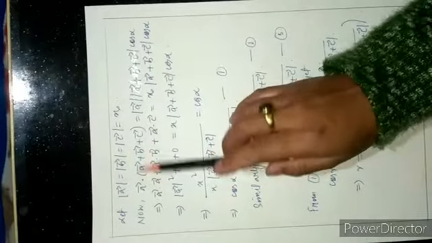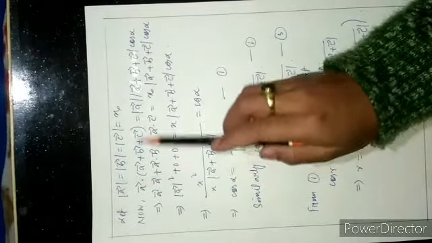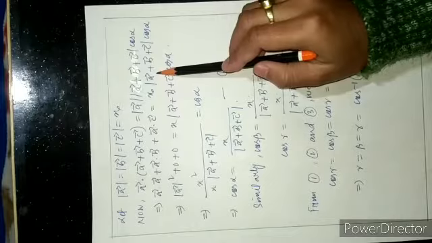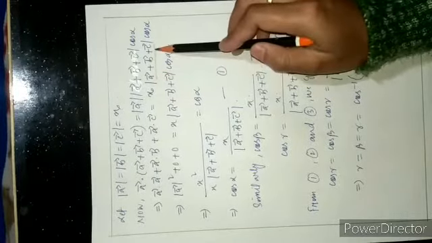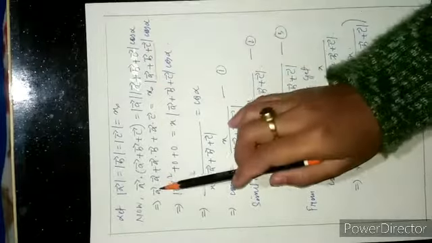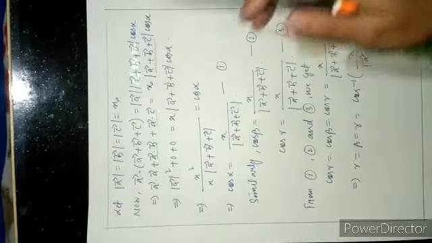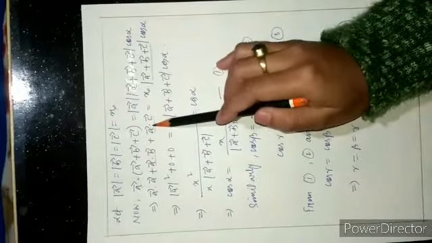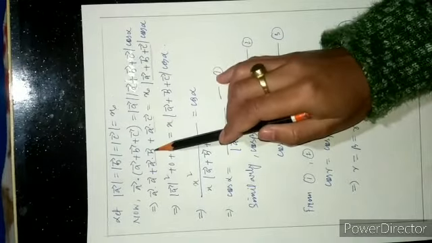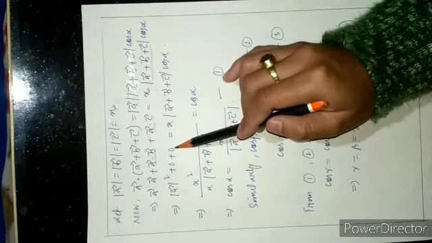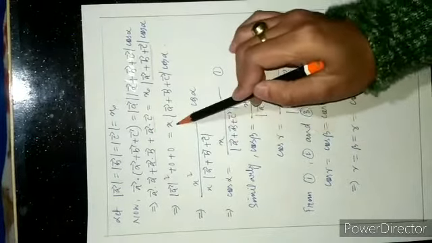Applying the distributive law, A dot A plus A dot B plus A dot C equals magnitude of A, which is represented by x, into magnitude of A plus B plus C, into cos alpha. A dot A is equal to magnitude of A whole square, but A dot B and A dot C will be equal to 0. If two vectors are perpendicular, then their scalar product will be equal to 0. So the second and third terms become 0. Then the right hand side is x into magnitude of A vector plus B vector plus C vector, into cos alpha.